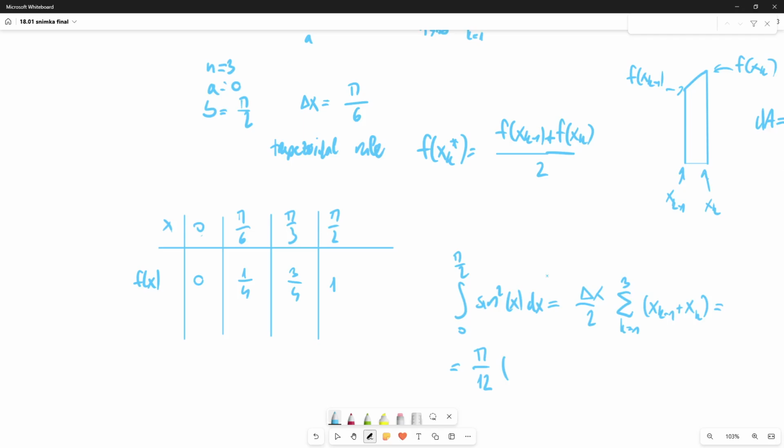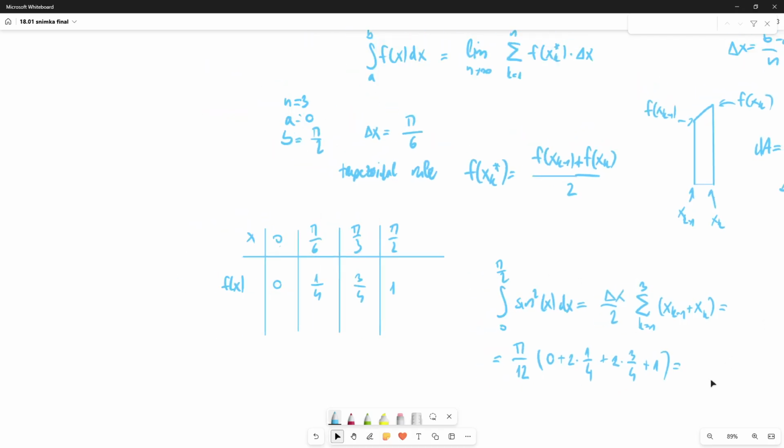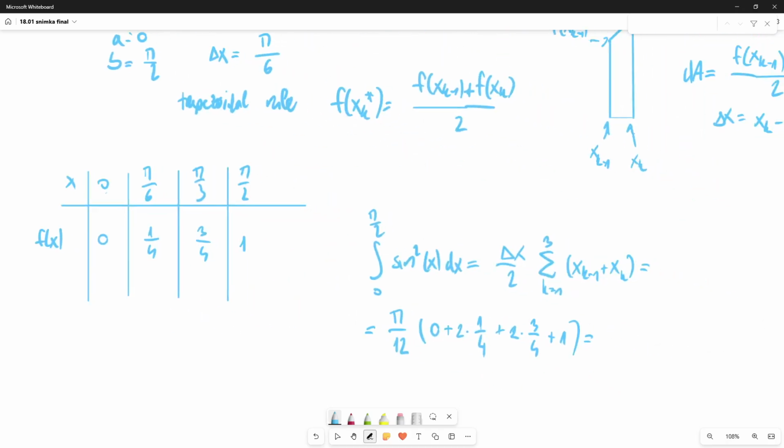So we will have 0, which appears once, 1/4, which appears twice, 3 over 4, which also appears twice, and 1, which appears once. Now we sum this up. This yields number 3, so pi over 12 times 3, which is equal to pi over 4.